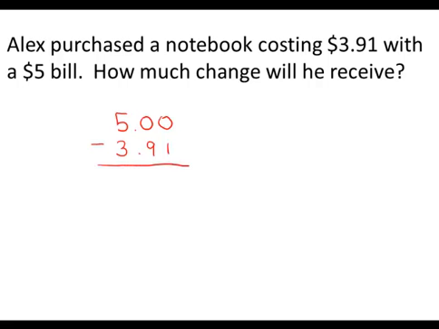I need to borrow from the 5. It becomes a 4 and makes the 0 a 10. I borrow from this 10, make it a 9, and make this second 0 a 10. Now I can subtract. 10 minus 1 is 9. 9 minus 9 is 0. 4 minus 3 is 1. Put in the decimal point. He will receive $1.09 in change.